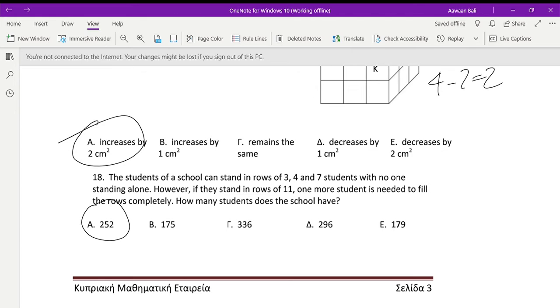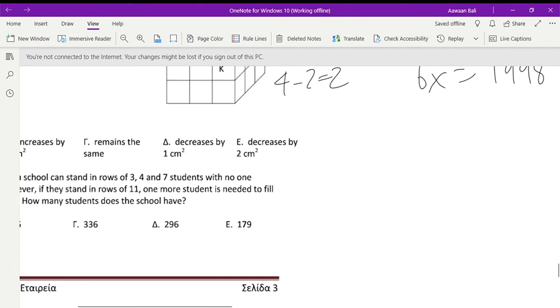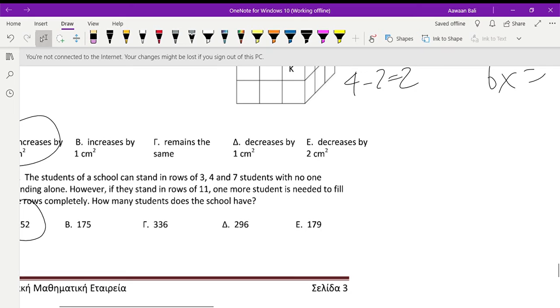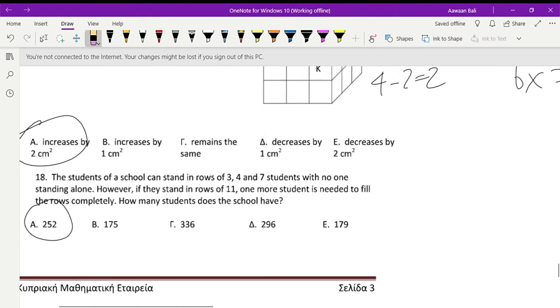Question number 18. The students of a school can stand in rows of 3, 4, and 7 students with no one standing alone. However, when they stand in rows of 11, one more student is needed to fill the rows completely. How many students does this school have? So basically, since we know that any number which is divisible by 11, its first digit and its last digit will add up to the digit in the middle. We just add all of them by 1 and check the statistics.